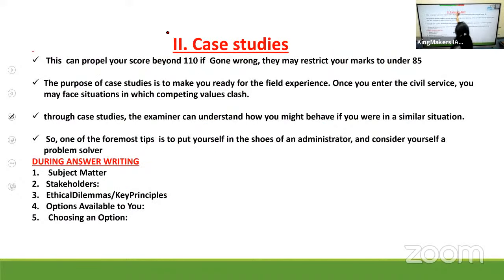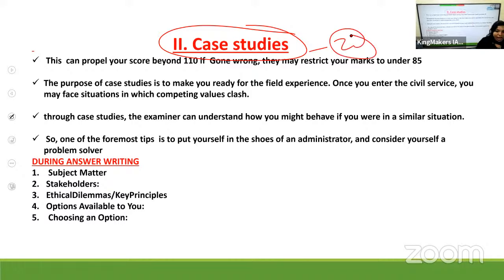The second part is the case study. Case study is the most important because each carries 20 marks. This is the deciding factor of how much marks you are going to get in the ethics paper. It is not theory, it is decided by your case study. If you are a very ethical person and you have taken the right decision in the particular situation given, you can go even to 120, 125 in the ethics paper.